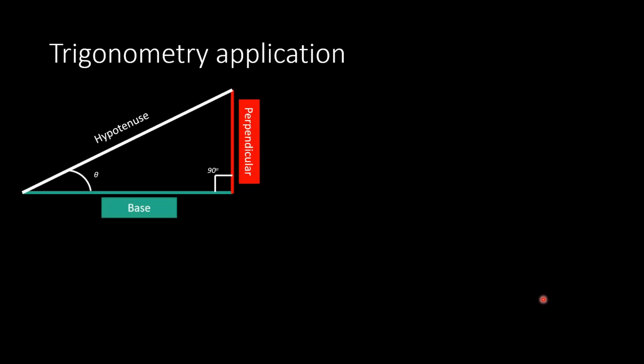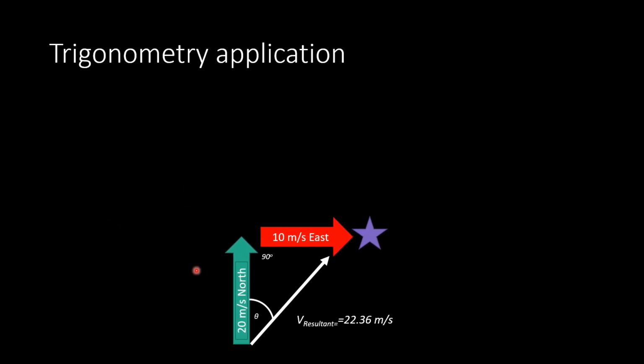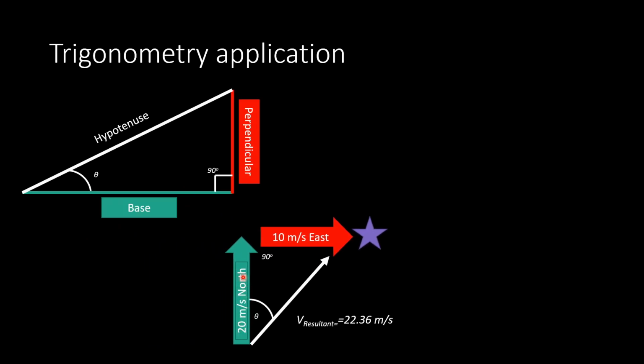Right, so let's start with an example. Now let's say that this is our triangle that we came up with, so hypotenuse, perpendicular, base, 90 degrees, and theta. Well, can we apply this to our original problem where the driver was heading to find the direction? What we've got is a 20 meter per second velocity heading north, 10 meter per second east, then we've got 90 degrees, and we've got theta angle, where the resultant velocity ended up to be 22.36 meters per second. We roughly know what direction the driver was heading in, northeast, but we don't know what the exact angle was.